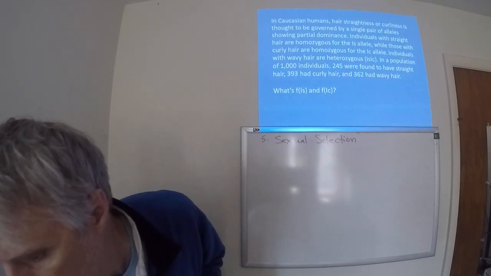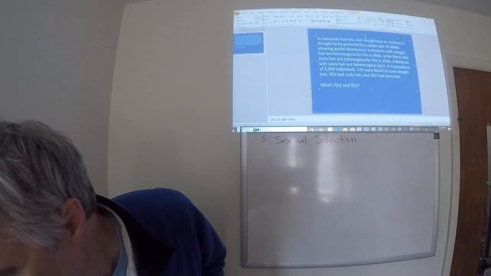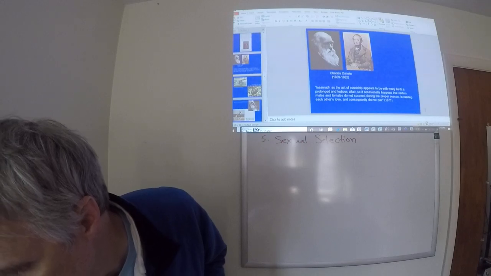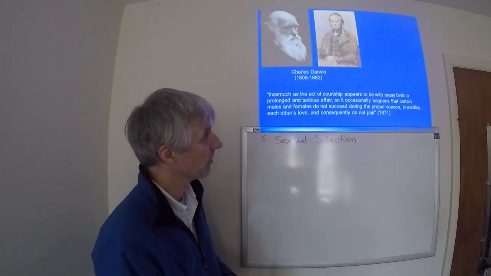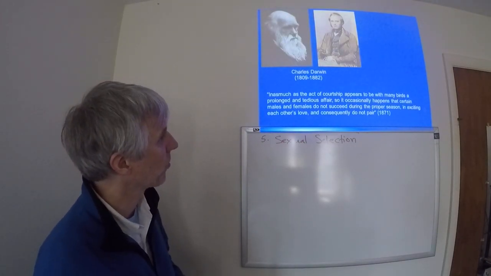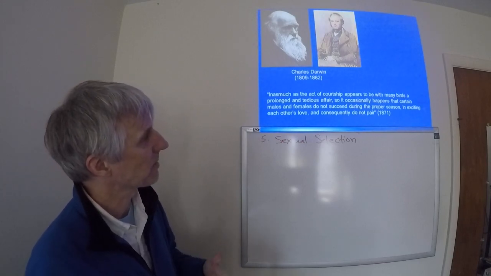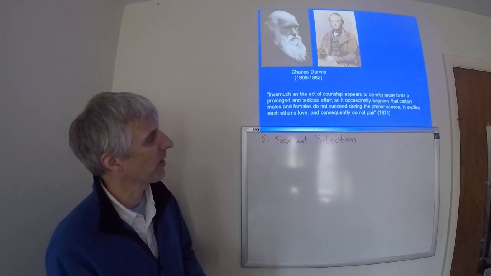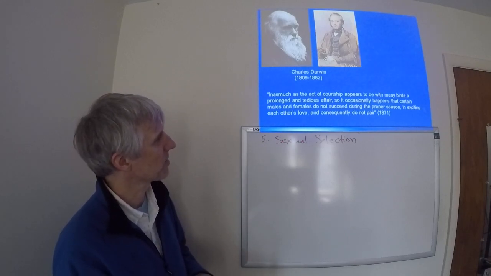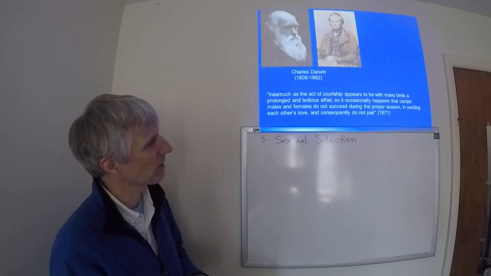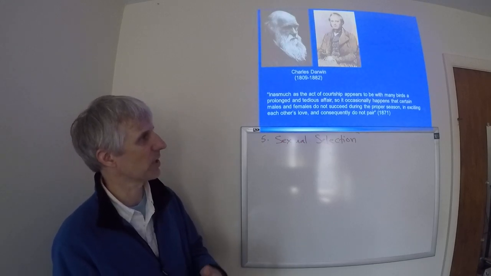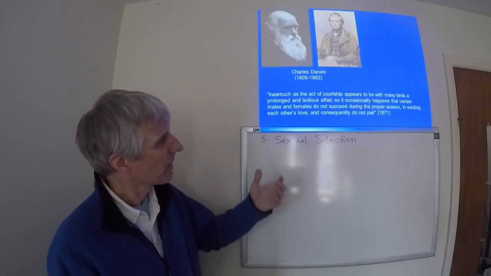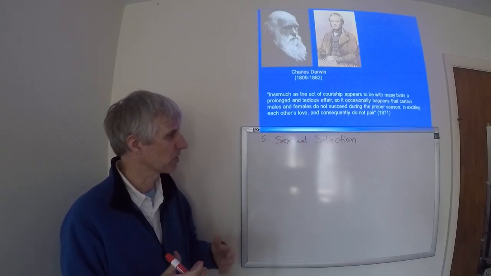Sexual selection is a term coined by Darwin in one of his books, and I've grabbed a quote of his from that book in 1871. Inasmuch as the act of courtship appears to be with many birds a prolonged and tedious affair, so it occasionally happens that certain males and females do not succeed during the proper season in exciting each other's love, and consequently do not pair. This really is a description of sexual selection.